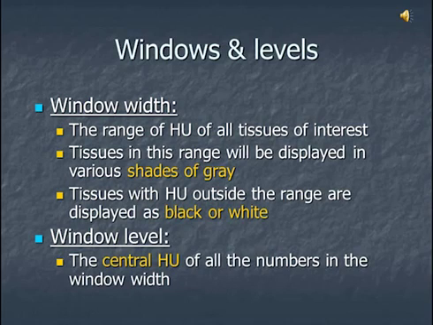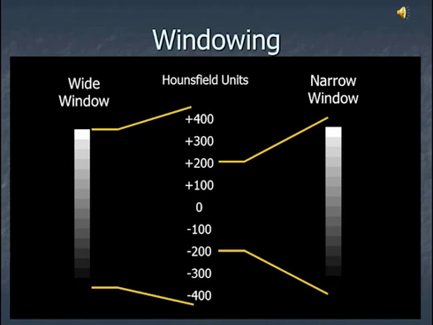Window width refers to the range of attenuation or Hounsfield units of all tissues of interest. Therefore, tissues in this range will be in shades of gray, and tissues outside the range are either black or white. Window level refers to the central or median Hounsfield unit of the window width. This diagram illustrates wide windowing on the left versus narrow windowing on the right.